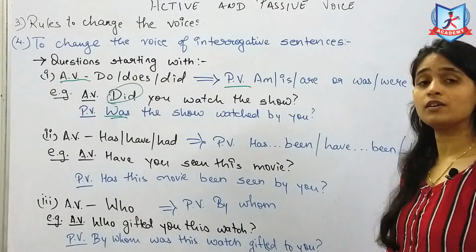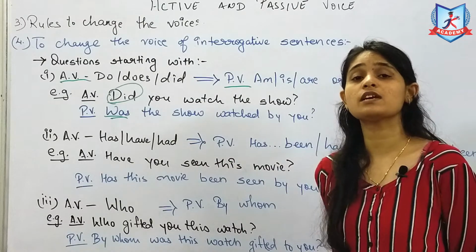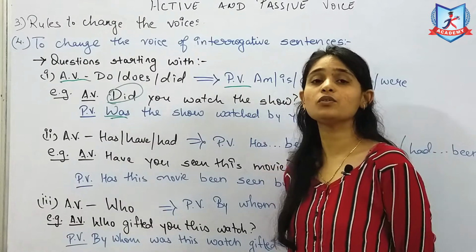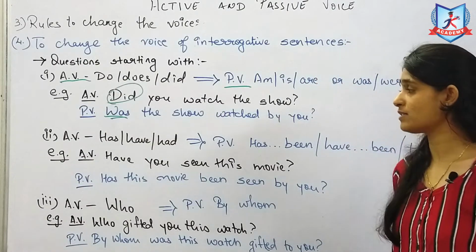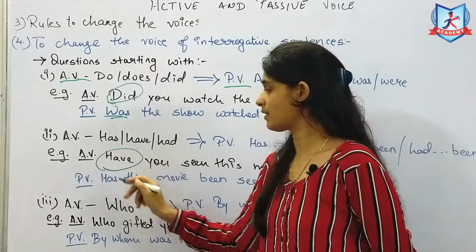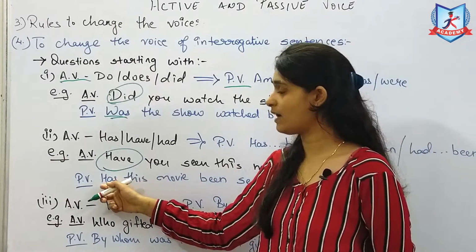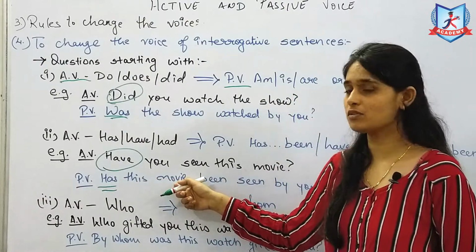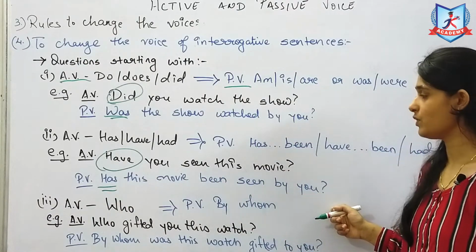Now, another way you can convert the question, if the question begins with has, have or had. That is, if the question is in perfect tense, beginning with has, have, had, then you need to use the format has been, have been, had been in your answer of passive voice. For example, have you seen this movie? It begins with have, and my object is this movie. So this movie is singular, so I would begin my answer with has. Has this movie? Has ke baad mujhe been use karna hai. So has this movie been seen by you? That is how you answer.